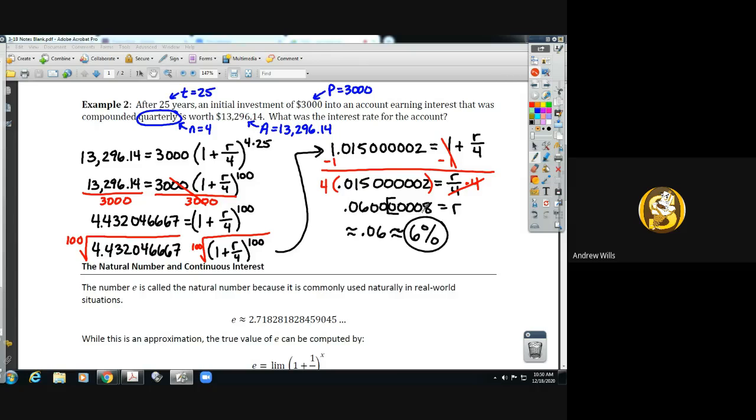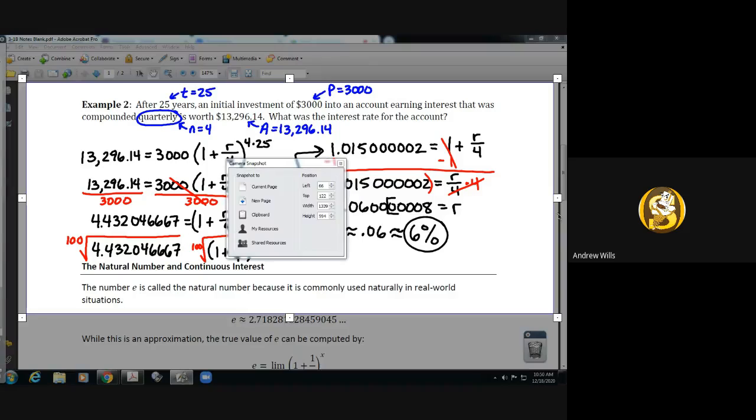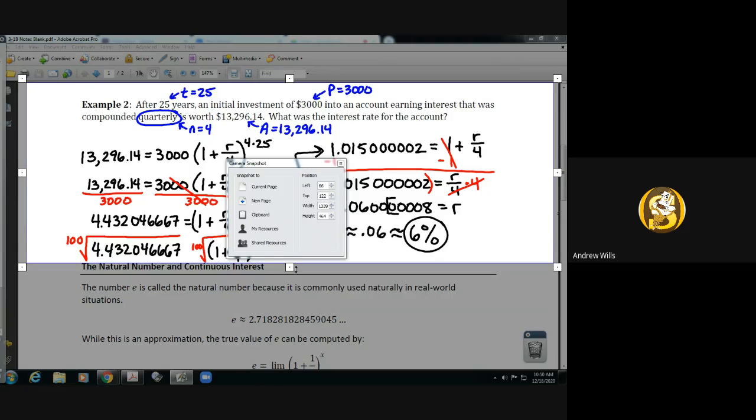There we go. Now we're good. All right. Any questions here on example 2 before we move on to the natural number, which is what we needed to know to actually do what we had the other day that Mr. Wells probably should have mentioned or noticed on Delta Math.